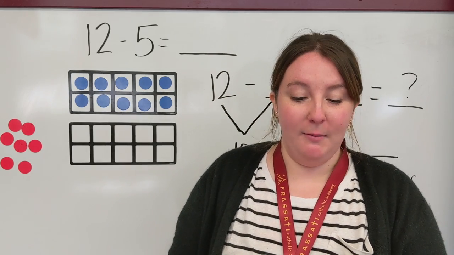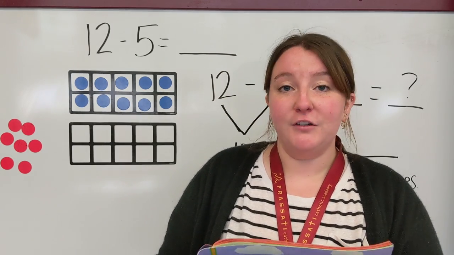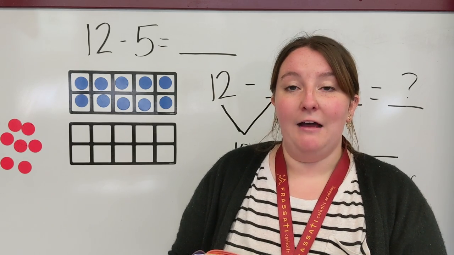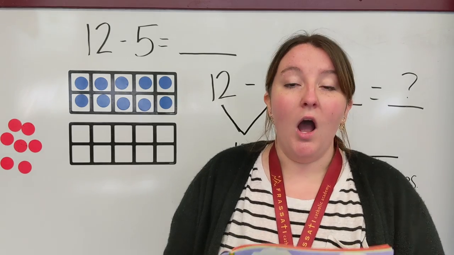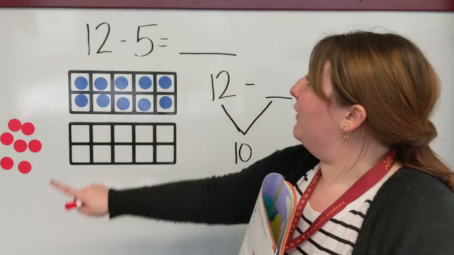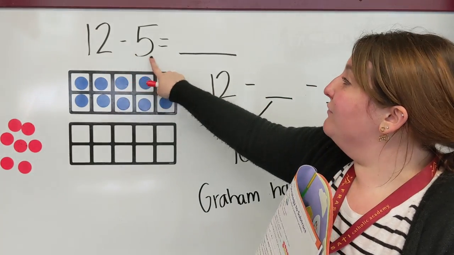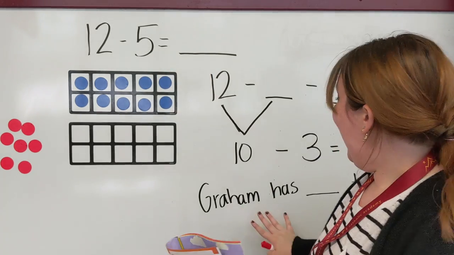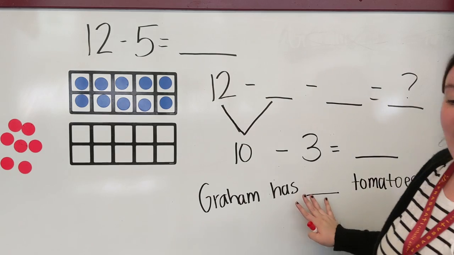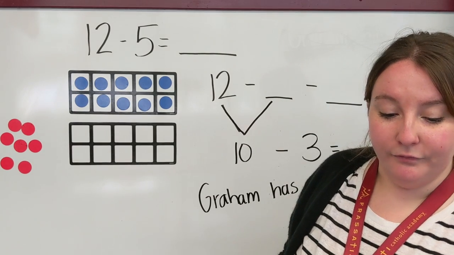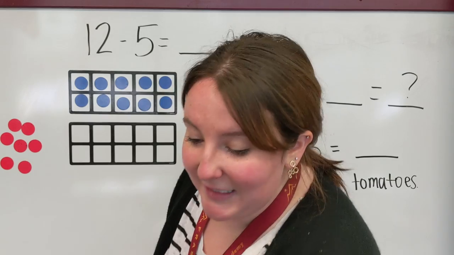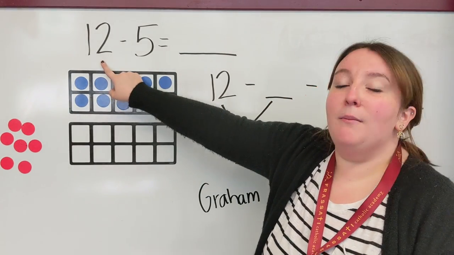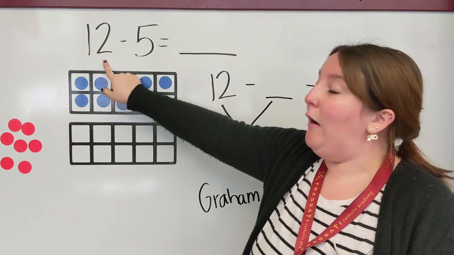Graham picks 12 tomatoes. He gives 5 tomatoes to his sister. How many tomatoes does he have now? So, our subtraction problem that we're solving is 12 minus 5 equals what? We want to find out how many tomatoes Graham has left over. So, to make a 10, let's look at our biggest number. We have the number 12.